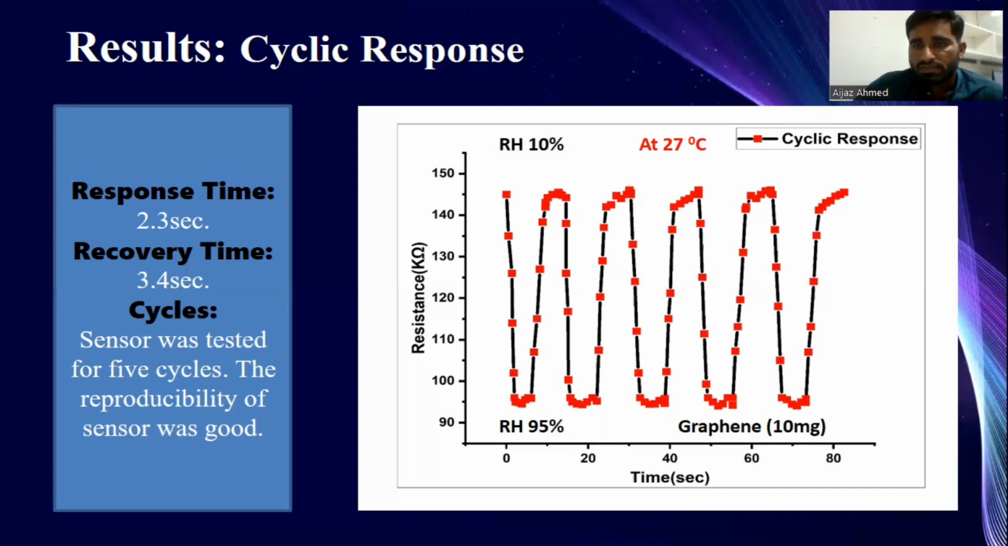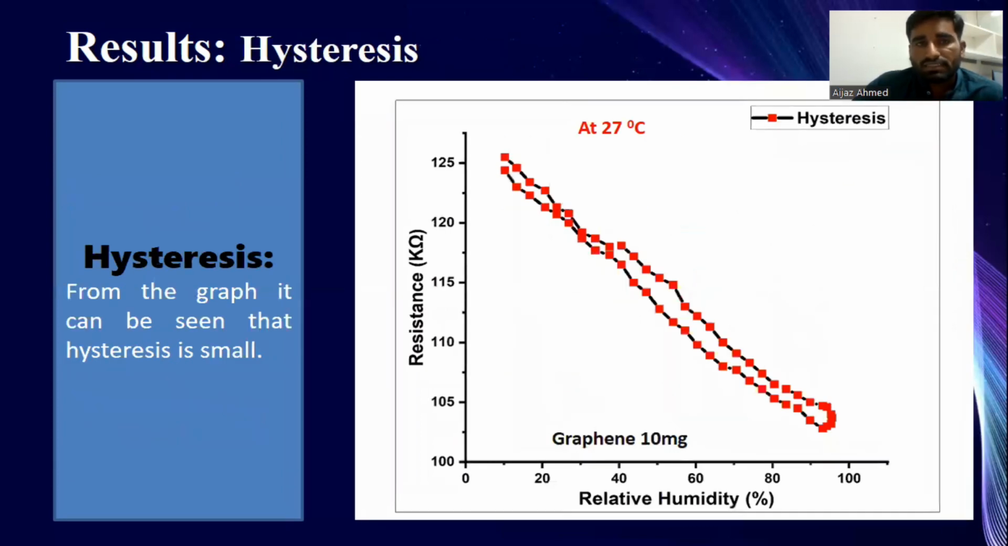So these are 5 cycles, but we have done almost more than 15 to 20. The sensor was tested for 5 cycles. The reproducibility of the sensor was almost good. After that, there is the hysteresis. Actually, hysteresis is showing an error in the calculation, in the response.